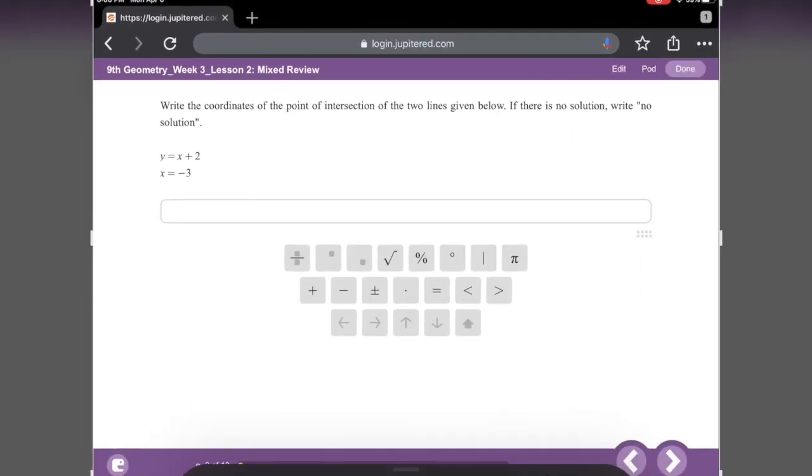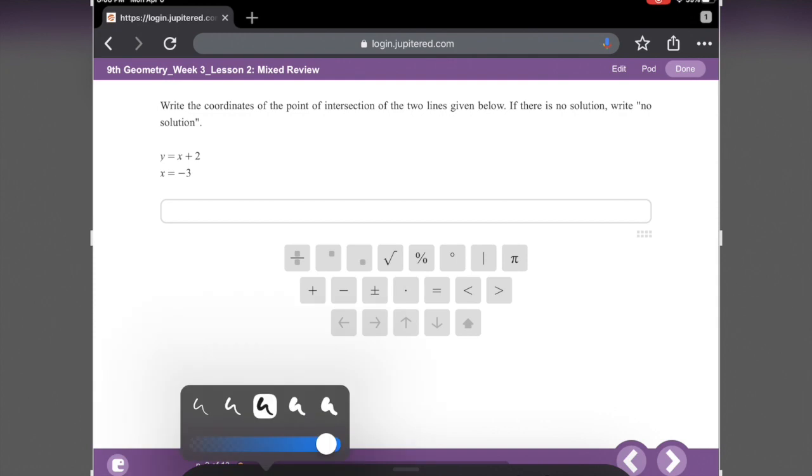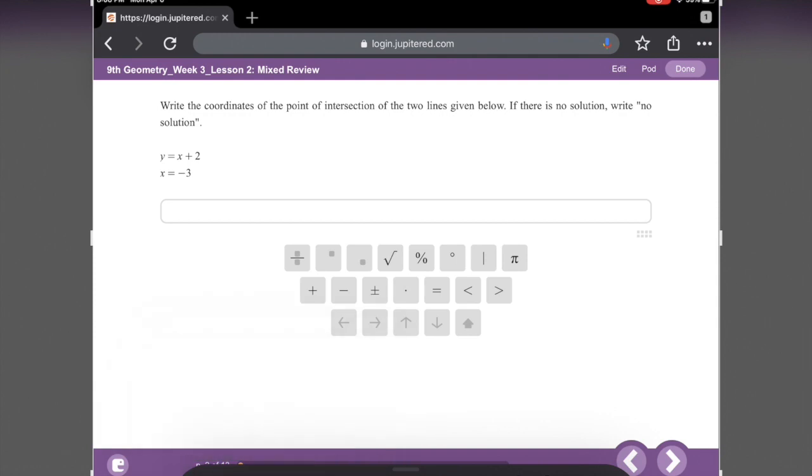So let's see, the equation is y equals x plus 2 and x equals -3. Okay, so we need to give our answer as an ordered pair, and we already have our x coordinate, which we're just told is -3. So that's pretty easy. And then now we just have to find the y coordinate, which we can do through substitution. Okay, so if y is equal to x plus 2, we can substitute in x equals -3 for that value here.